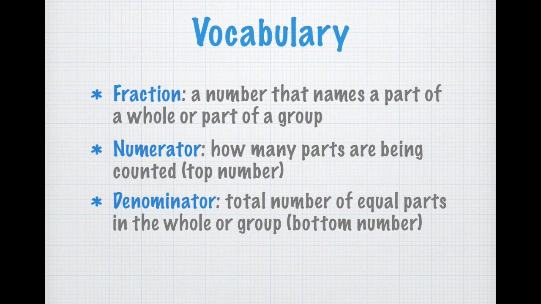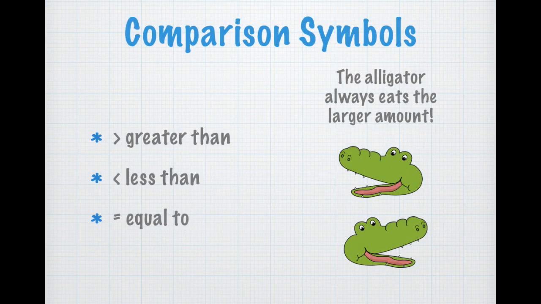And since we're comparing numbers, let's go over our comparison symbols. When it's greater than, it's going to open to the left. Less than, it's opening to the right. And equal to is an equal sign. And the alligator always eats the larger amount. And like we talked about yesterday, that means the alligator is going to eat the bigger shaded pieces. Whatever's shaded more is what the alligator wants.